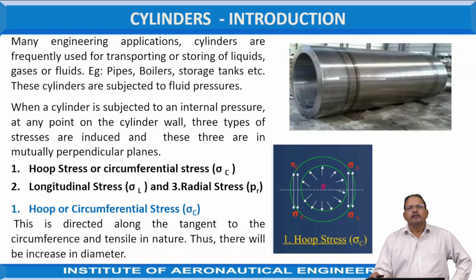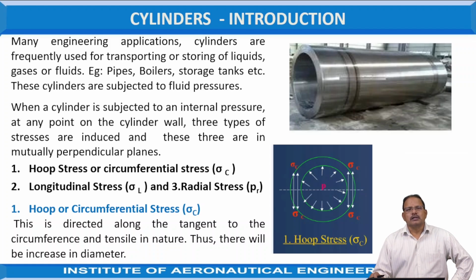When a cylinder is subjected to an internal pressure, at any point on the cylindrical wall, three types of stresses are induced in it. These three are mutually perpendicular to each other. One is the hoop stress, also called the circumferential stress. The second one is longitudinal stress, and the third one is radial stress.